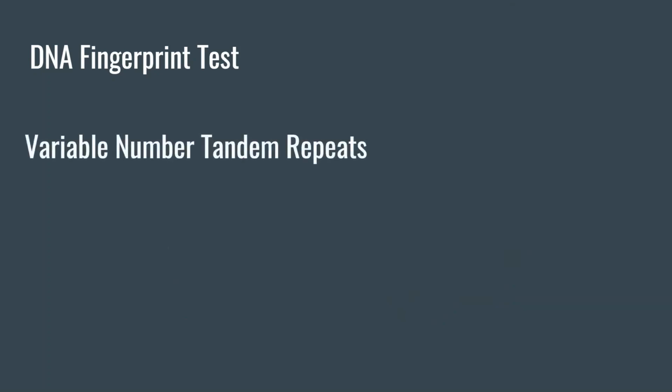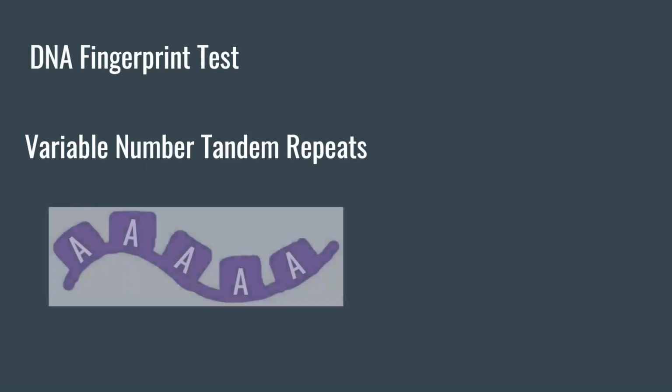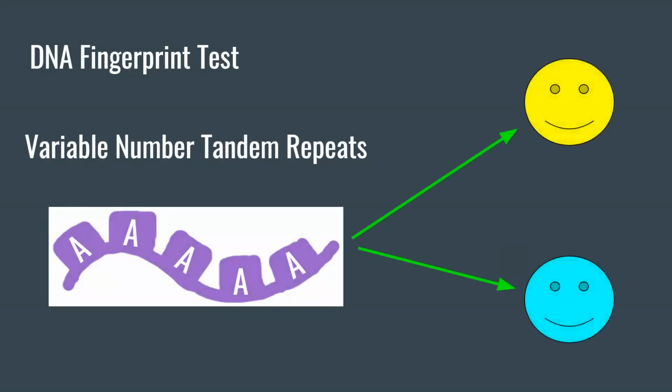DNA fingerprint tests utilize aspects of a genome known as VNTRs, or variable number tandem repeats. STRs, or short tandem repeats, are sometimes used as well. VNTRs are sections of DNA that have tandem repeats of base pairs and can vary in length. These loci are highly variable between individuals, which allows us to use them for identification.